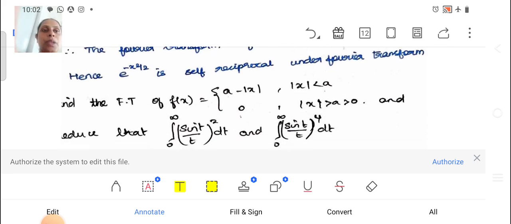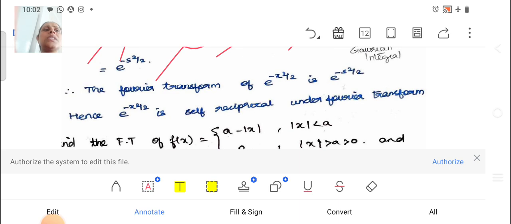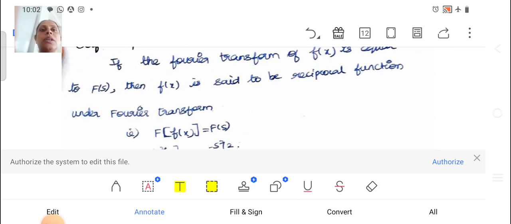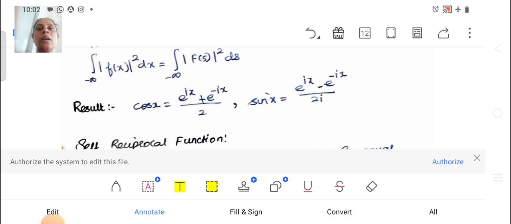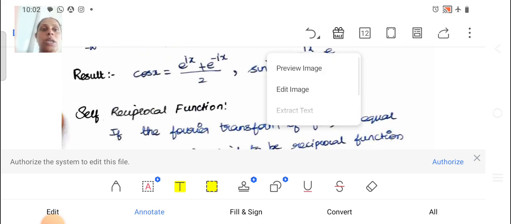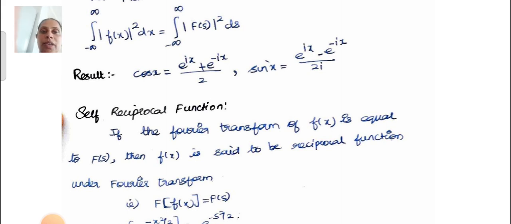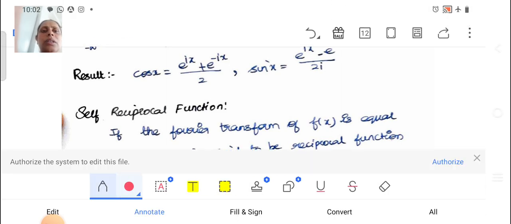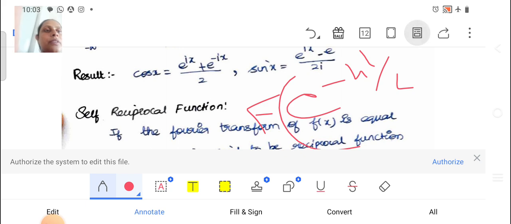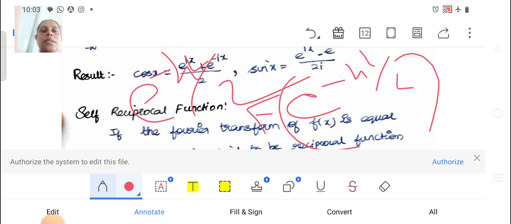This is the self-reciprocal under the Fourier transform. Once again, in the self-reciprocal, if the Fourier transform of f(x) is equal to capital F, then f(x) is said to be self-reciprocal under the Fourier transform. So e^(-x^2/2), when we apply the Fourier transform, is replaced by e^(-s^2/2). This is the self-reciprocal.